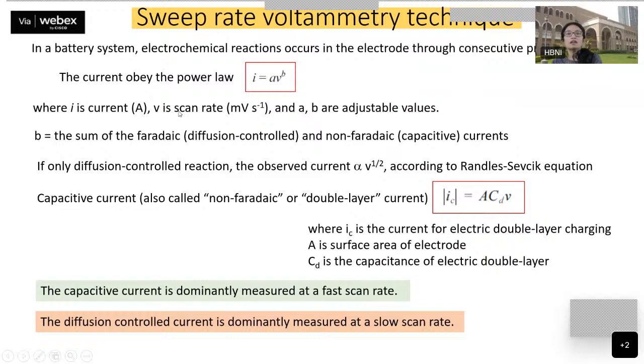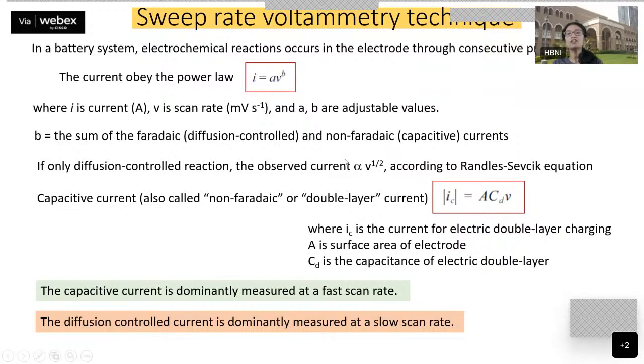So now, in batteries, when we are testing the lithium-ion coin cells, the electrochemical reaction occurs in the electron consecutive processes. So in this case, the current which you obtain actually obeys a power law: I is equal to A nu to the power of B. Now I is the current, nu is the scan rate as I have repeatedly said, and A and B are adjustable values. So what is B? B is the sum of the Faraday, that is diffusion control, and non-Faraday, that is capacitive current.